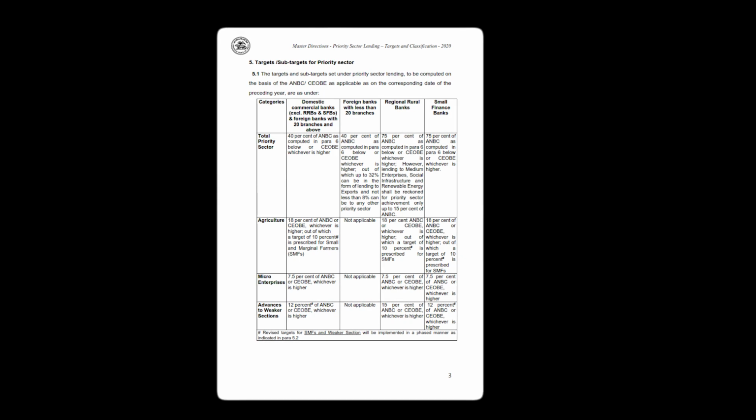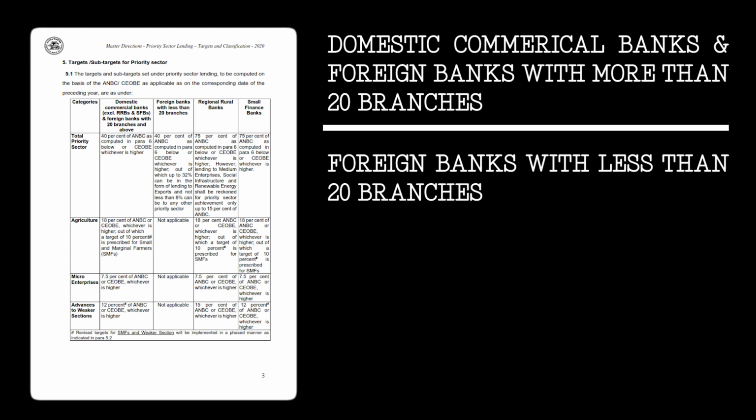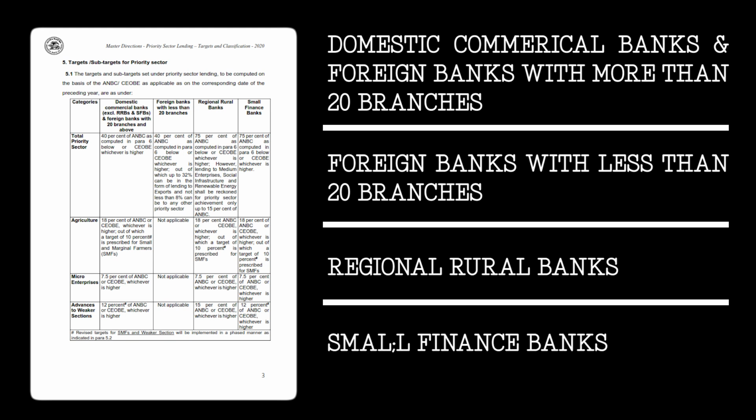Now, to understand the targets and the sub-targets which are set under this PSL category, we need to divide the Indian banks into four separate categories. The domestic commercial banks and the foreign banks which have more than 20 branches in India fall under category 1. The foreign banks which have less than 20 branches in India fall under category 2. And category 3, which consists of the regional rural banks, and category 4, which consists of the small finance banks, are the two most important categories to be considered for this PSL guideline.